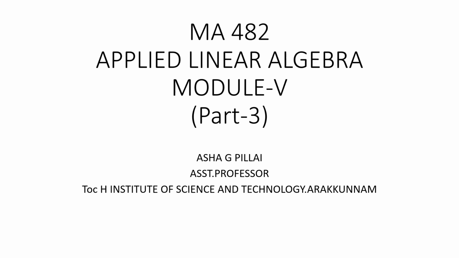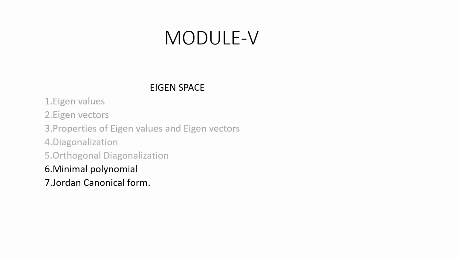Hello dear friends, in this video lecture we will discuss the last part of module 5. In the last two video lectures we have already discussed the first 5 topics of module 5. In this video lecture we will discuss the last 2 topics, that is minimal polynomial and Jordan canonical form.